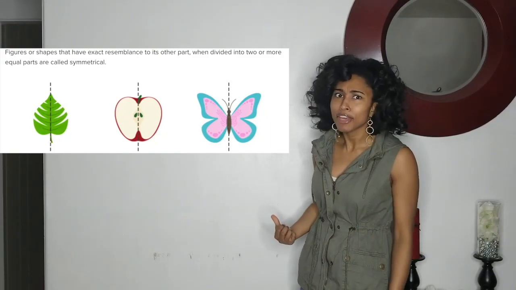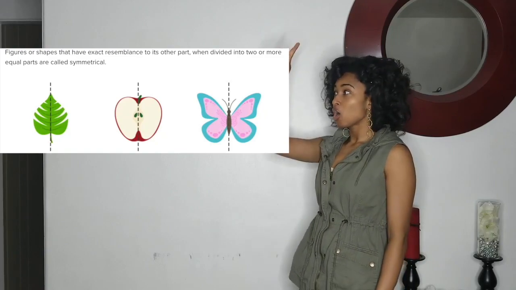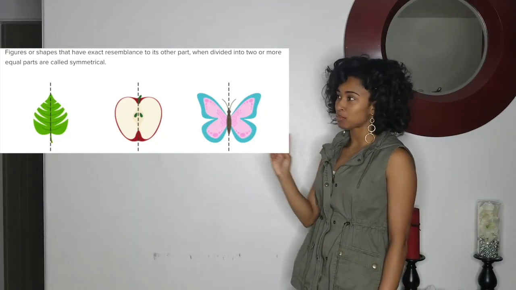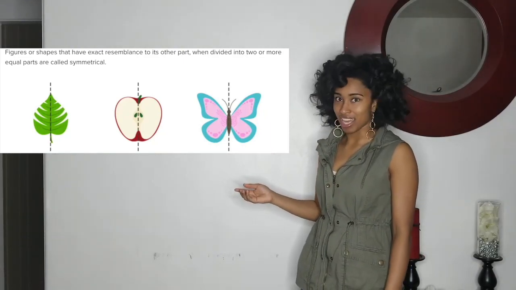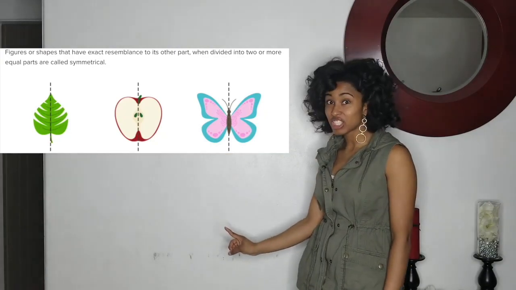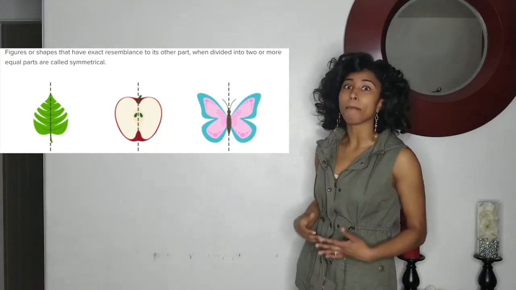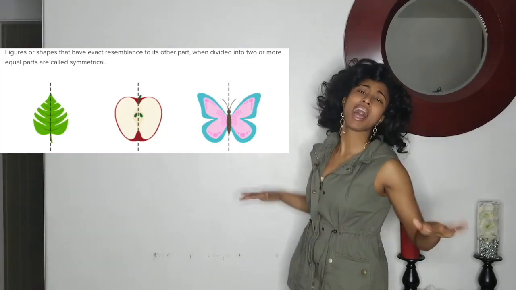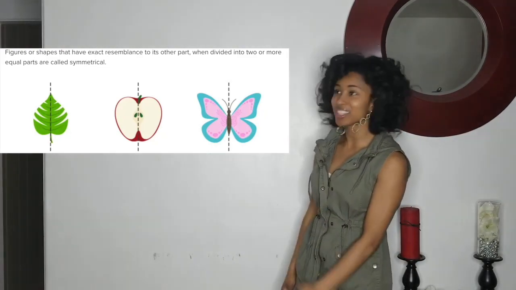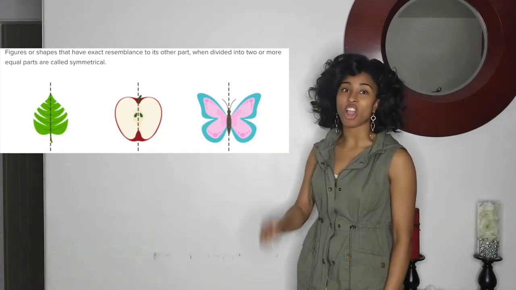If you look at the leaf, you can see that it goes straight down the center and it makes both halves look exactly the same. Same thing for the apple that's cut. When that line goes down the center, you see the exact same image on both sides. And lastly, just like the pretty butterfly, it goes down the middle, the center, and you see that both sides are identical. That tells us that we can find a line of symmetry where it goes down the middle and both sides are identical, okay?